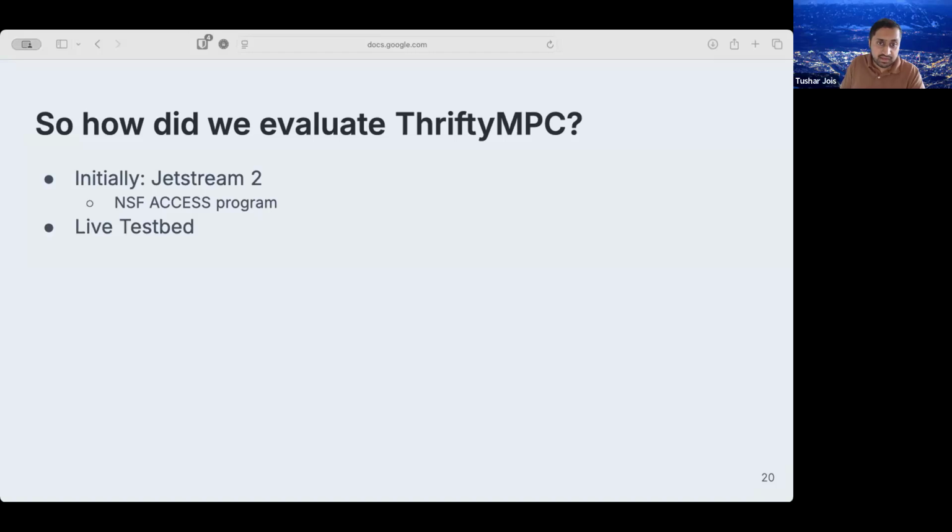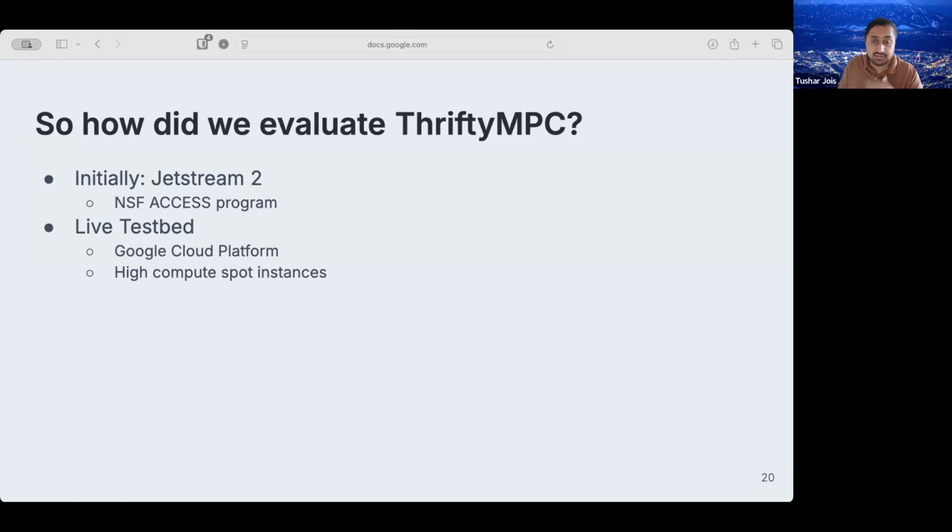But next, we moved to a live test bed on the Google Cloud Platform, where we actually ran ThriftyMPC on real instances to figure out how well our protocol would perform. And we tried to get the types of instances, both on demand and spot, that would reflect what real data scientists would use for their computations.